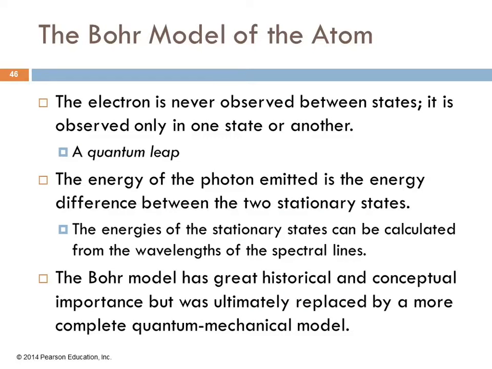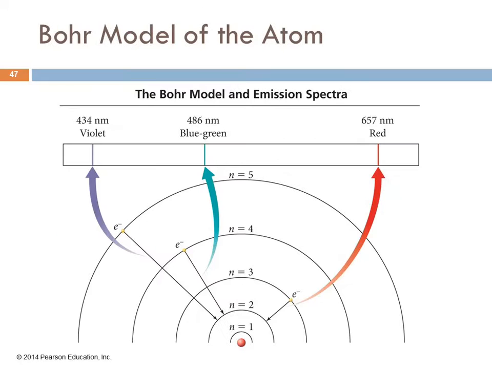So, great historical and conceptual importance, but ultimately replaced by the quantum mechanical model. The problem is, Bohr's model only worked for hydrogen. It didn't even work for helium. But he was able to calculate all this really cool stuff for hydrogen. And then, okay, let's try helium. Just 2 electrons. Doesn't work. So, nice try, Bohr, but it didn't work out.